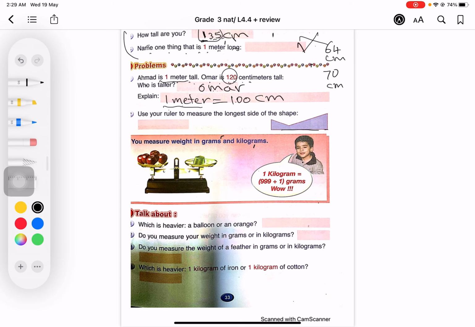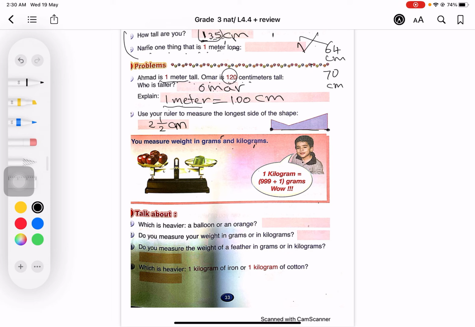Use your ruler to measure the longest side of the shape. You are going to bring the ruler like that and put it here. What is the longest side? This is the longest side. Look how I will measure it. How much is it? It is 2.5. Here from 0 to 1 to 2 here and more. So it is what? Use your ruler to measure.